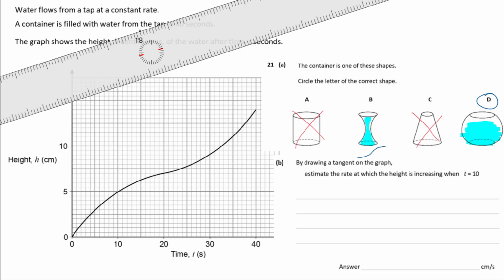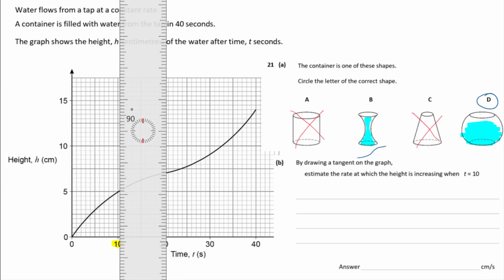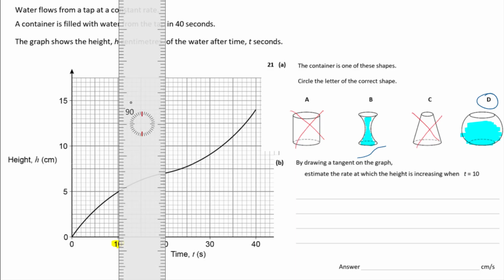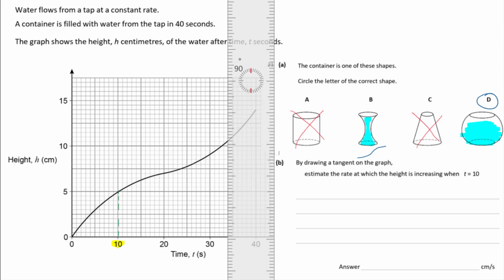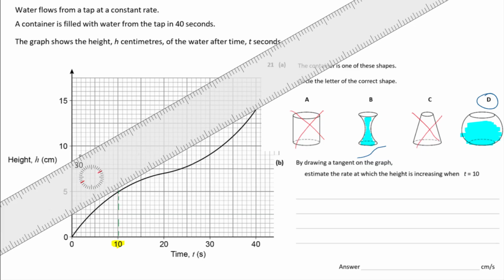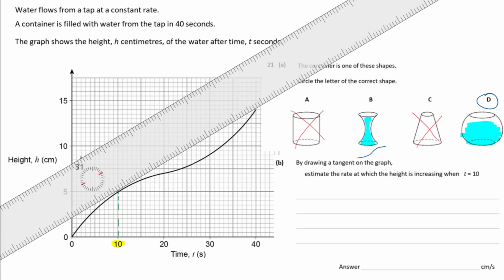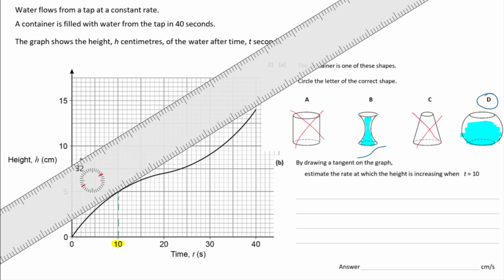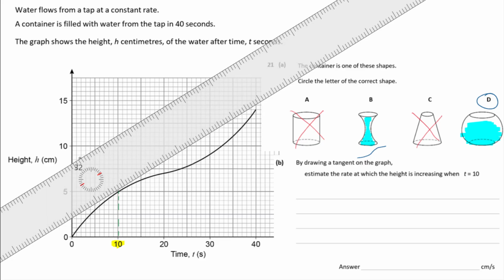Okay. And then B, by drawing a tangent on the graph, estimate the rate at which the height is increasing when t is equal to 10. Okay, so t is 10 is down here, look. So just reading up to the graph there. So we're talking about this point on the curve, so that point there. Okay, so at that point there, what is the tangent going to look like? Well, I'm going to just push the ruler against the curve, so it just touches the line at that point there, and I'm going to draw the tangent on.